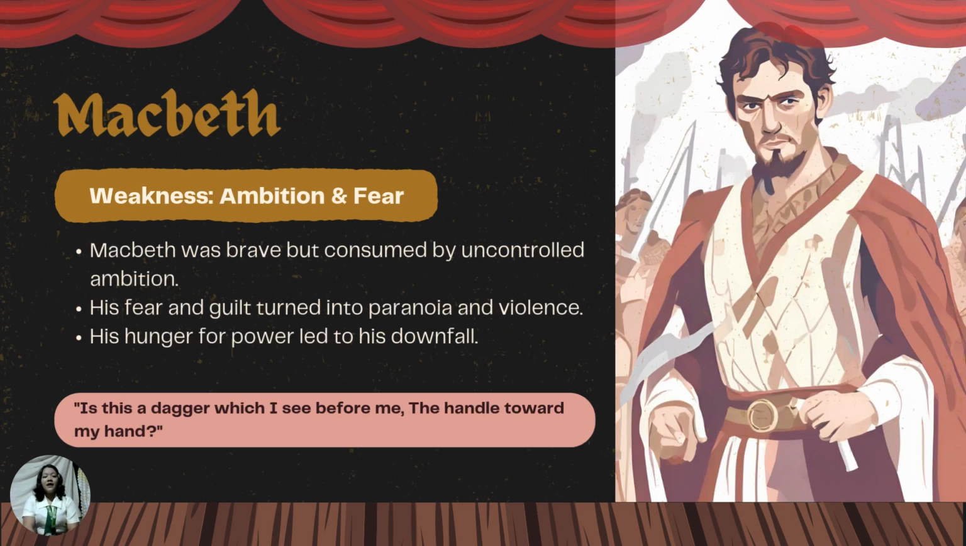Next, we have Macbeth. Macbeth's flaw was ambition without limits. Once he heard the witch's prophecy, he couldn't resist the temptation of power. His decision to kill King Duncan led to guilt, fear, and finally his downfall. His story warns us about the danger of unchecked desire.